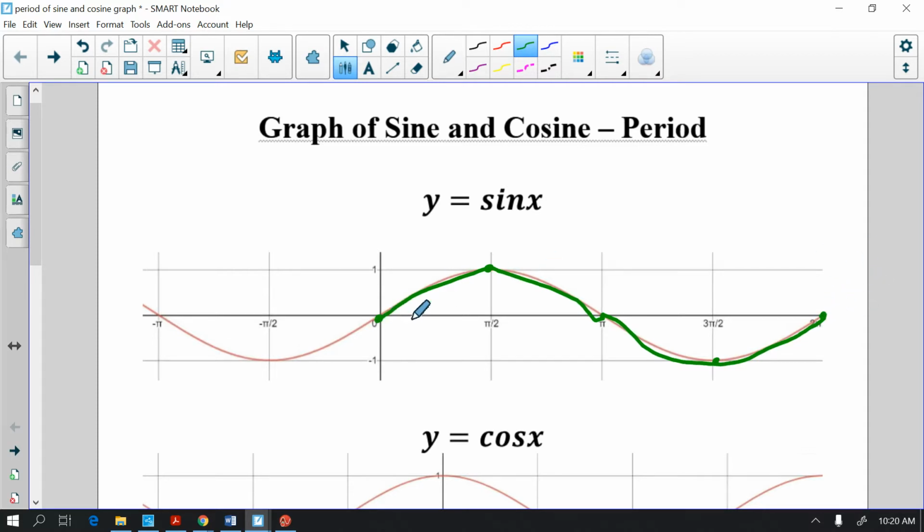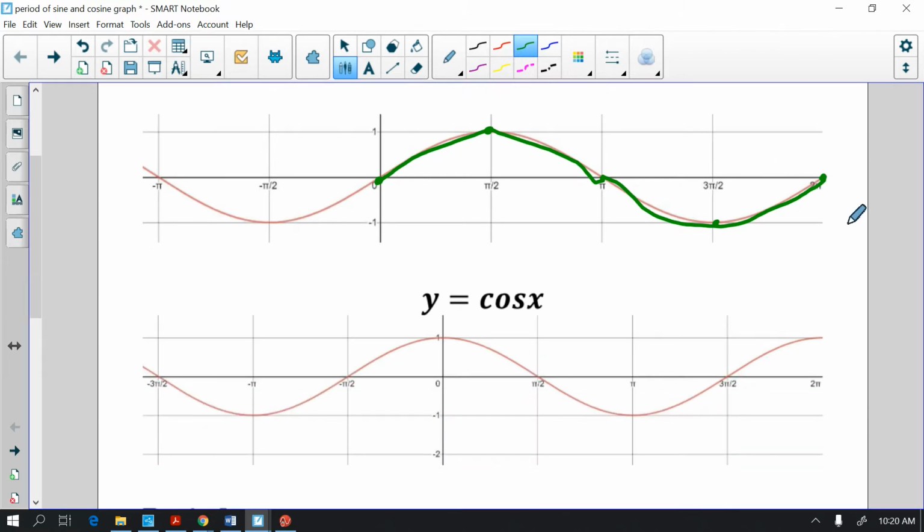Notice you go from 0 to 2 pi, and we complete what we call one wave of your sine graph. Same thing happens here with cosine. Your cosine starts at the max, then it goes to your midline, then it goes to your min, goes back to your midline, and it goes back to your max. That is one wave of a cosine graph. And when you complete one wave of your graph, that's known as the period.